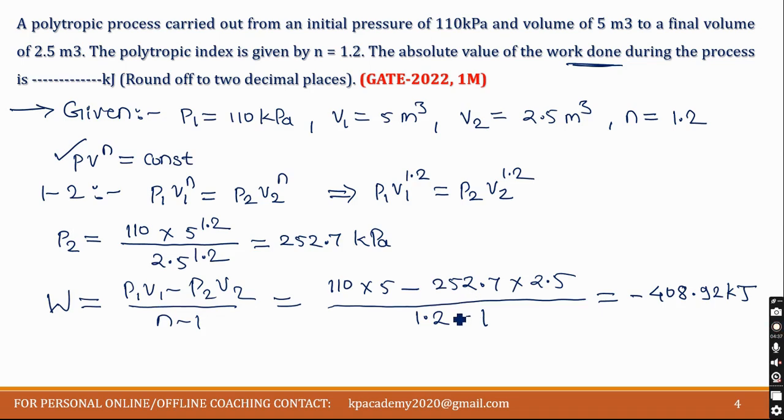It means the work is done on the gas. The gas is following the polytropic process, and the work is done on that gas. So we can write the work done value as 408.92 kilojoule, but the work is done on the gas, not by the gas. We write this comment because the value was negative. So this way we can solve the numerical.